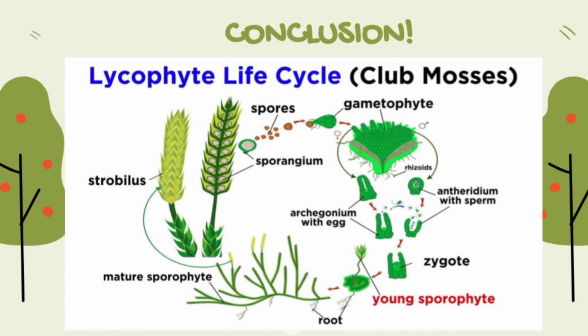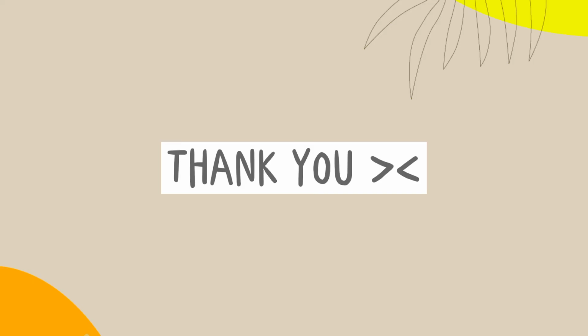Then, the antheridium produces sperm. Sperms are multiflagellate, while the archegonium produces eggs. The fertilization is oogamous. The zygote divides to form an embryonic sporophyte, which later forms the mature plant body. And that's how the Lycopodium is created. I think that's all from us.